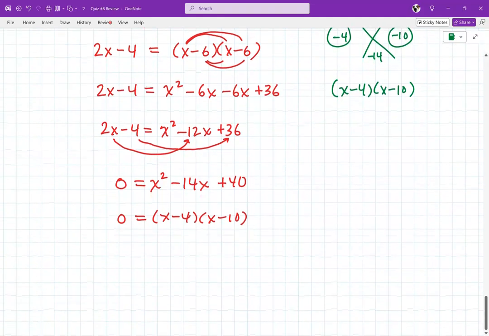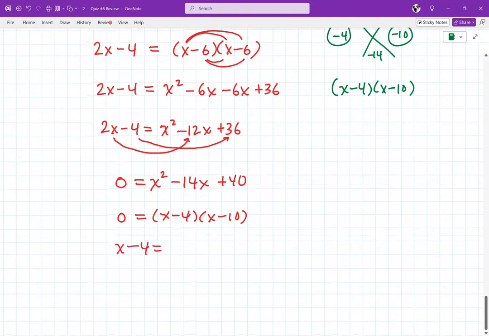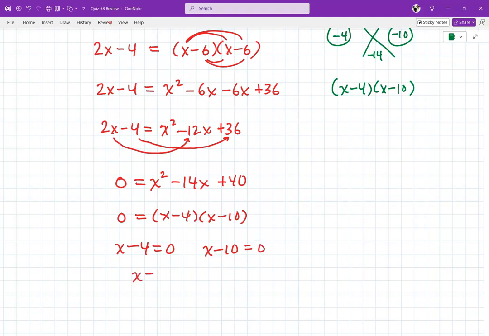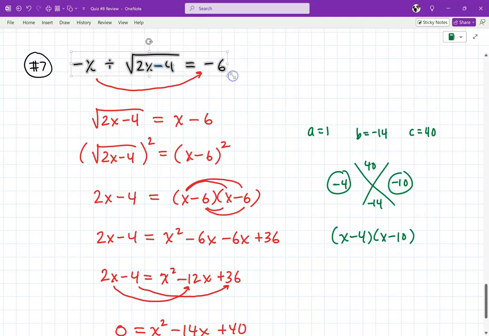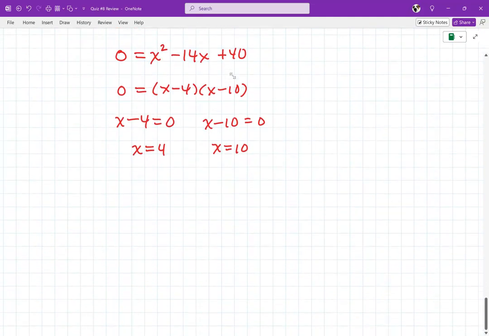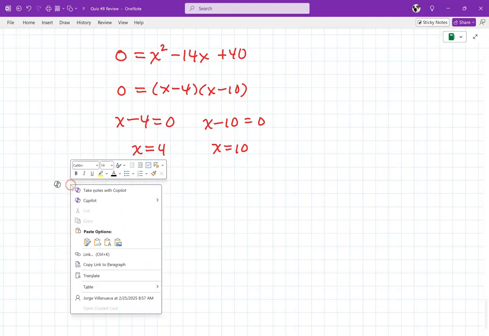So let's go ahead and solve them. I got x minus 4 equals 0. X minus 10 equals 0. That means that x is 4 or x is 10. Now, I'm going to have to check these things. Okay, so x is either 4 or x is 10. Give me a second. I'm going to copy this thing. Let me put it down here so that I have the equation to look at.